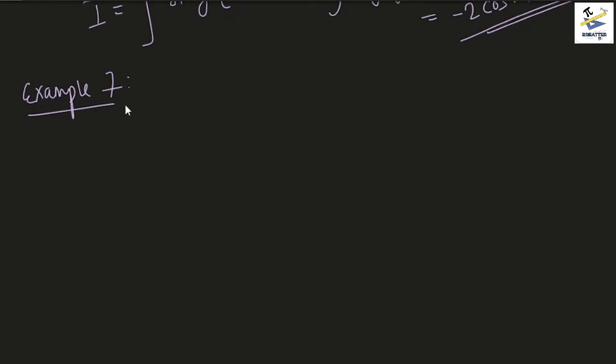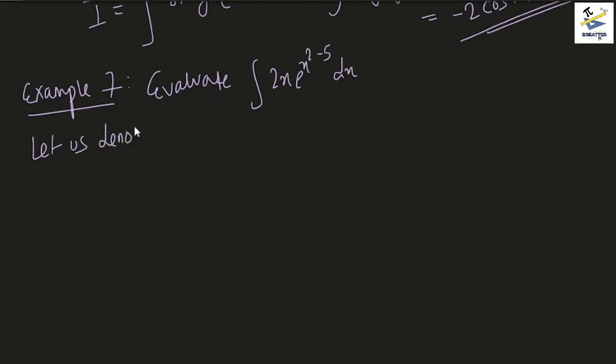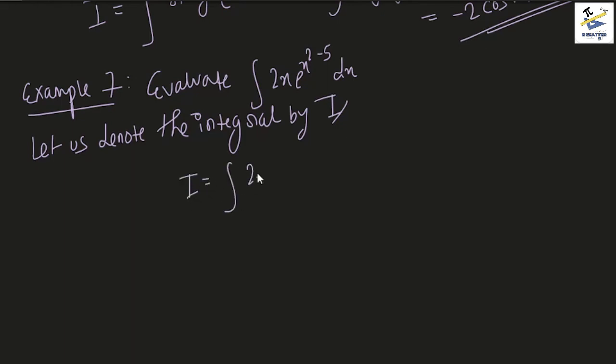Okay, so example 7, evaluate the integral of 2x e to the power x square minus 5 dx. So let us denote the integral by I, so that I is equal to the integral of 2x into e to the power x square minus 5 dx.